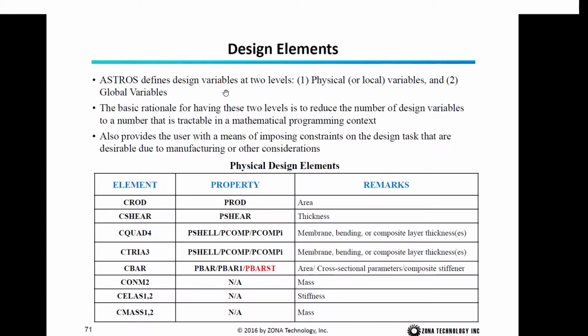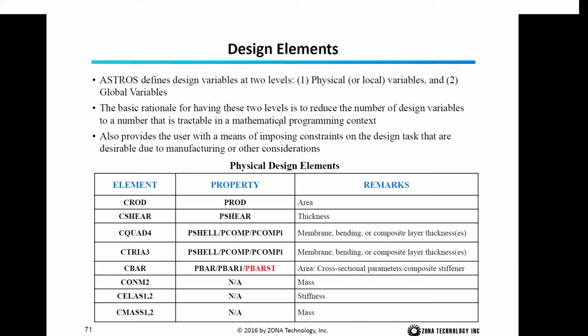ASTROS defines design variables at two levels. The first one is called physical or local variable. Another one is a global design variable. A local design variable is, for example, the thickness of the plate element. A global design variable just links a set of elements to become one design variable. The basic rationale for having those two levels is to reduce the number of design variables to a number that is tractable in a mathematical programming context.